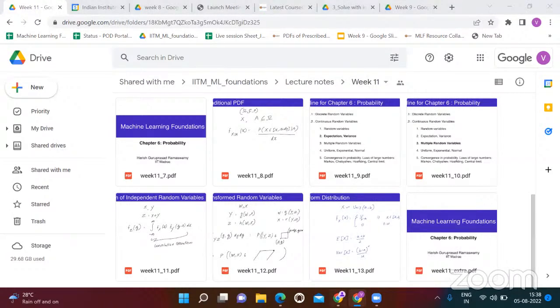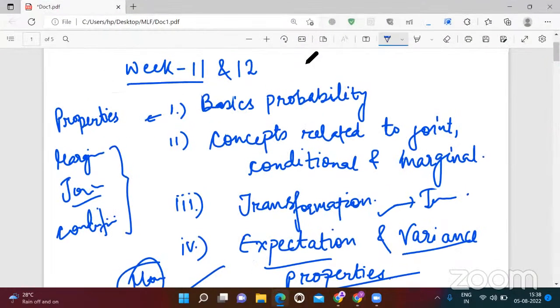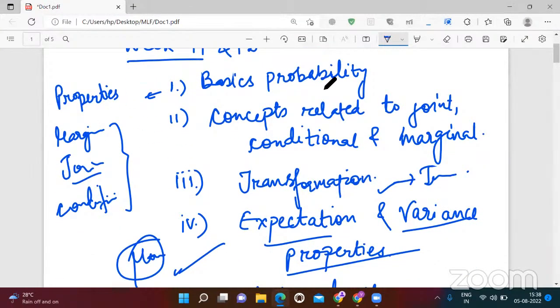The important topics from the 11th week are the basic properties of probability. The probability value should always be between 0 and 1. Some density functions can go beyond 1 also. The density function should always be greater than or equal to 0. The integration should be equal to 1, the area under the PDF should be equal to 1. The CDF at infinity will be 1, and at minus infinity will be 0. These are the basic properties you should know.